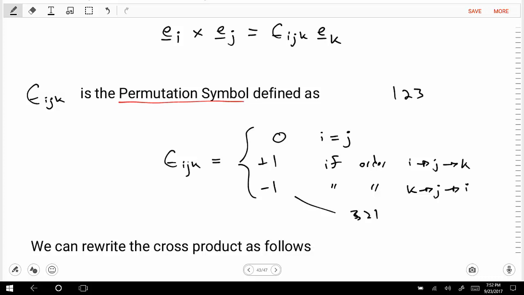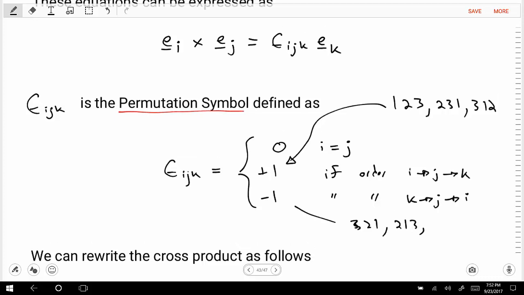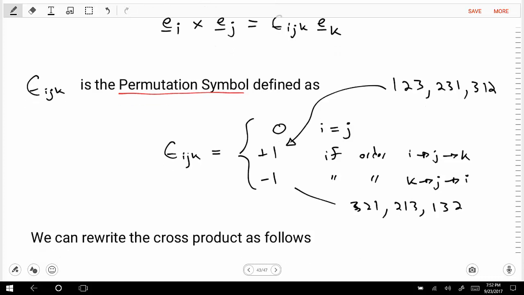And there are multiple permutations of this order. So let's look here. For plus 1, there's 1, 2, 3, there's 2, 3, 1, and there's 3, 1, 2. Right? Different combinations of those numbers in sequence. Negative 1, there's 3, 2, 1, there's 2, 1, 3, and there's 1, 3, 2. So these different permutations will tell us whether we have a positive or a negative or zeros.